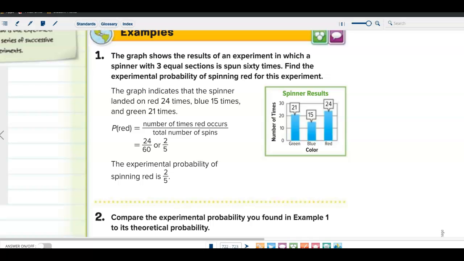That it lands on red 24 times, blue 15 times, green. Okay, and which one are we focusing on in our problem? Yep. So we're trying to find the experimental probability of spinning and landing on red, right? So we're going to use this section of our graph. What else do we need to know?